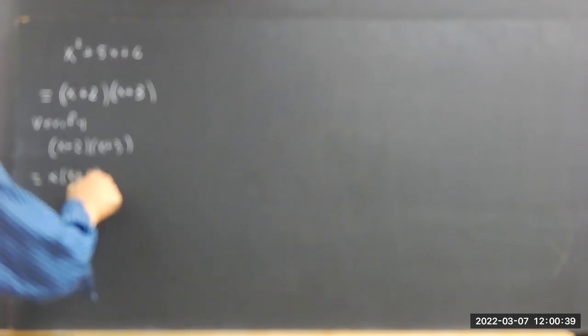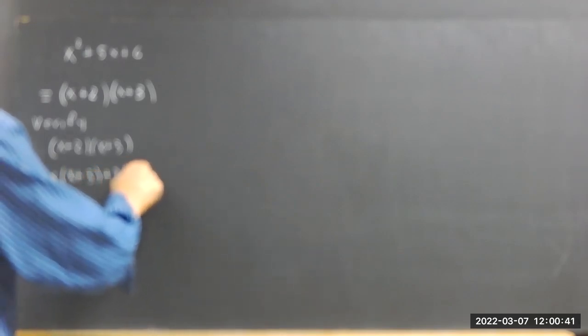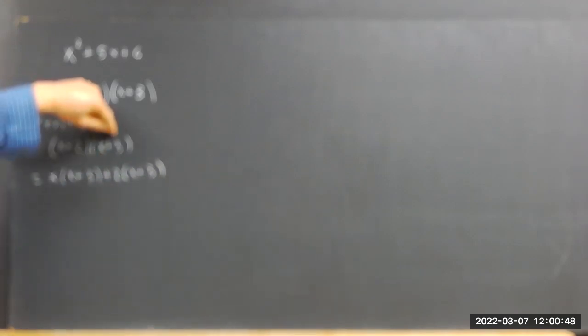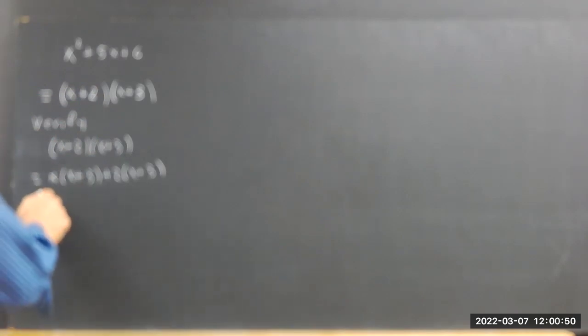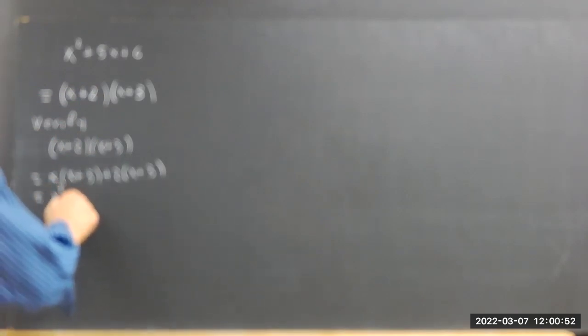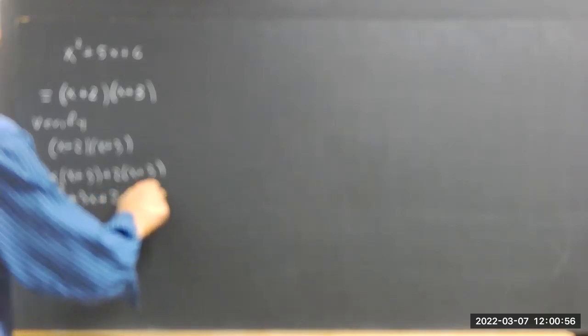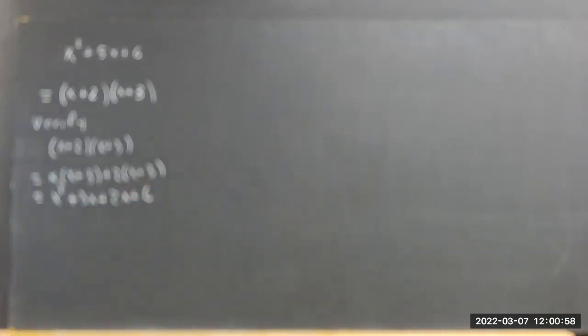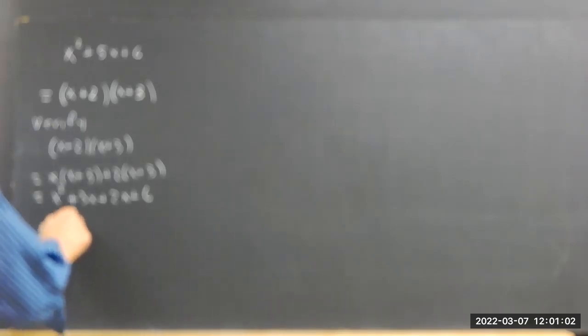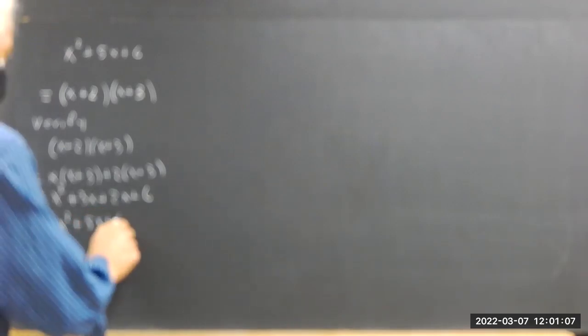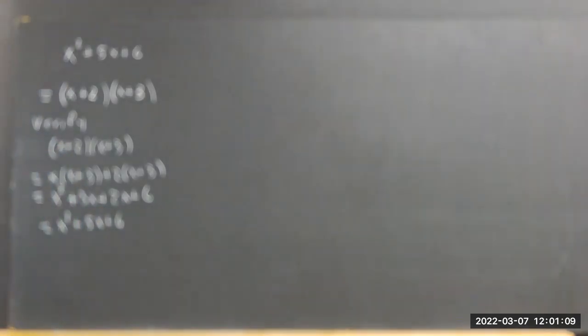So this equals this. How can you verify this? Well, we've been over the distributive law to the extent that you certainly understand that this would be x times x plus 3 plus 2 times x plus 3. And that equals x squared plus 3x plus 2x plus 6. And that comes out x squared plus 5x plus 6.